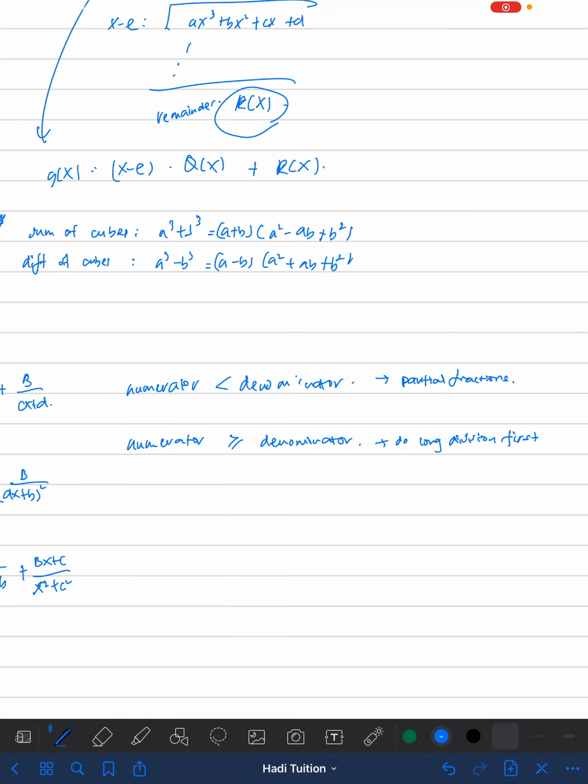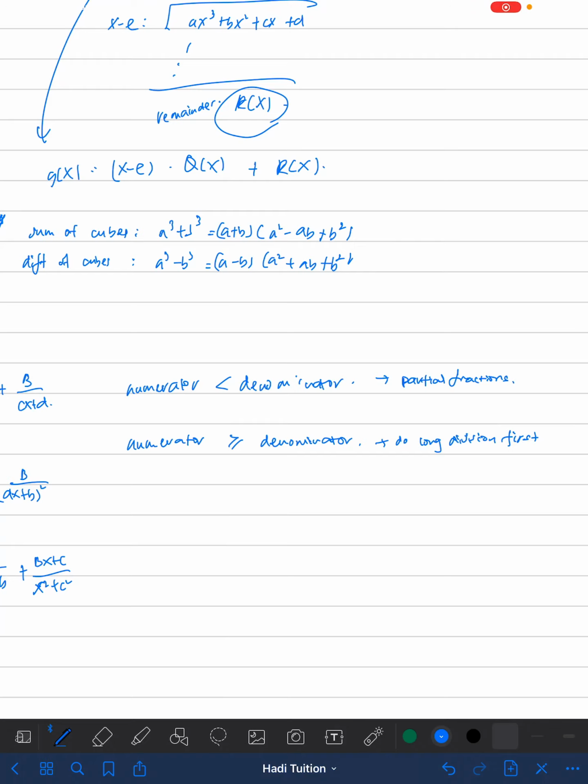Okay, partial fractions is especially useful when you want to break down your fractions into easier formats, and this will be very useful especially in the topics of differentiation and integration.